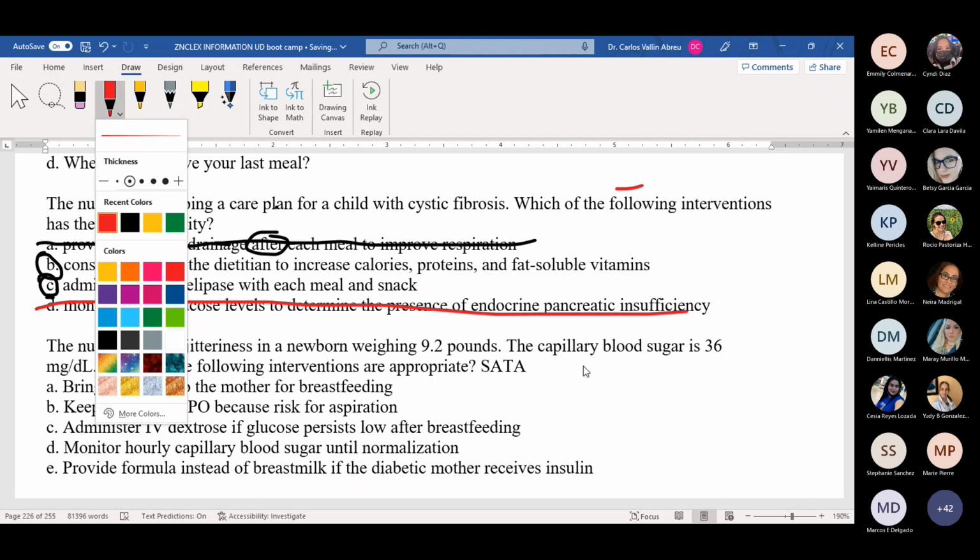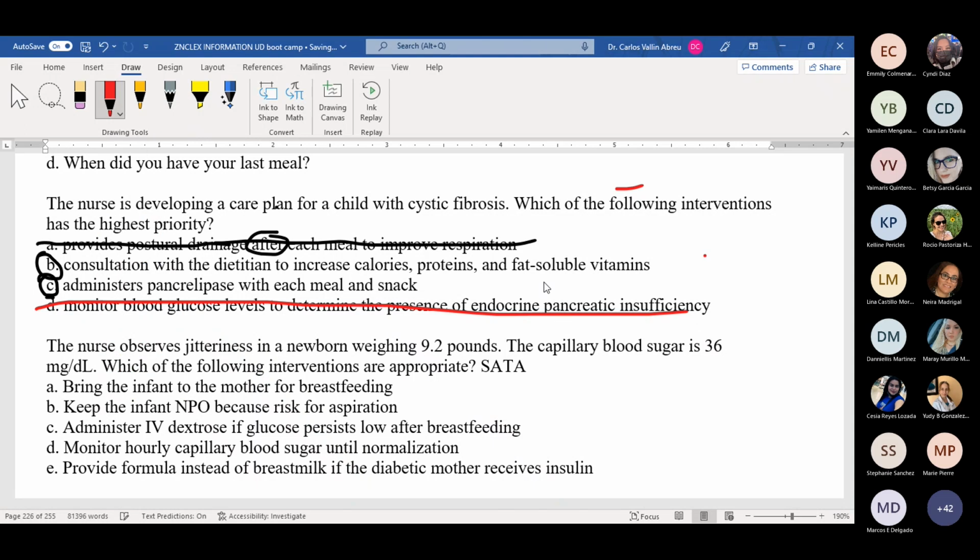So it's between B and C. We are well oriented in this one. Okay, what is more important? That the child consumes enough proteins and nutrients, or that the child can digest those nutrients? That the baby can digest. The baby digests the nutrients.